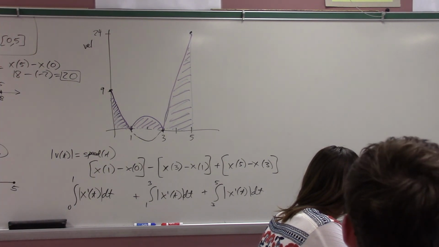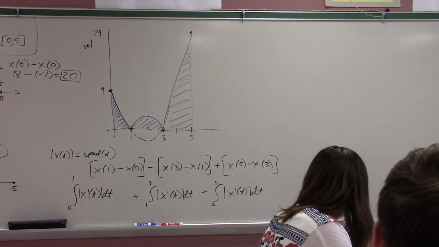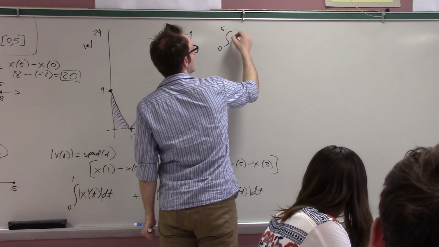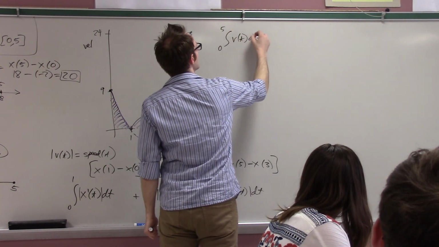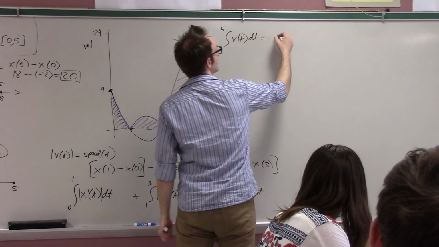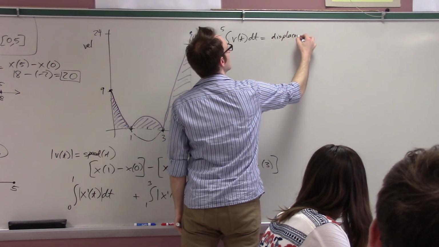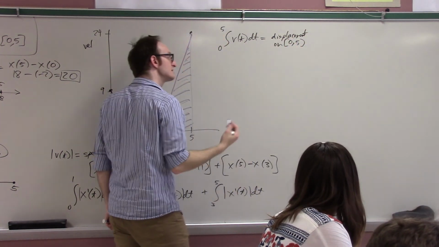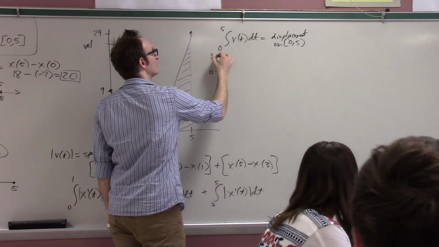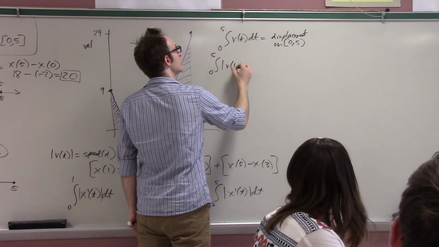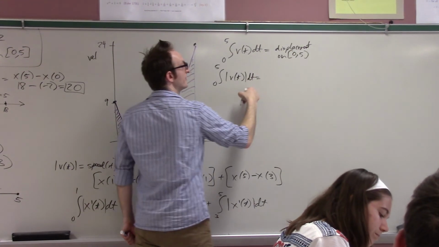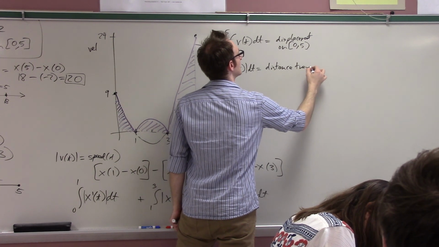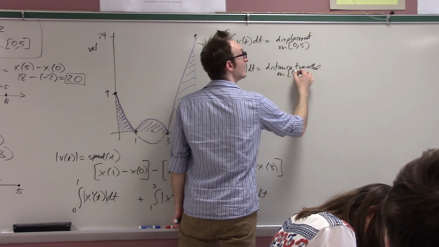Okay, so there is this difference between distance and displacement. The integral from 0 to 5 of the velocity is going to give you the displacement on 0, 5. If I want to know the total distance traveled, then I need to take the integral from 0 to 5 of the speed, in other words, of the absolute value. This is going to give me the true distance traveled on the interval 0, 5.